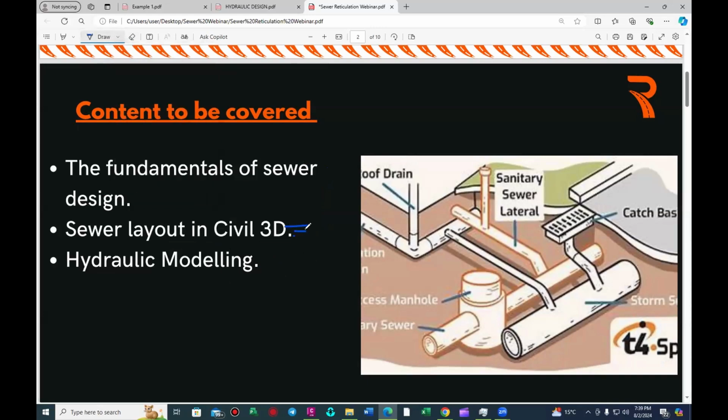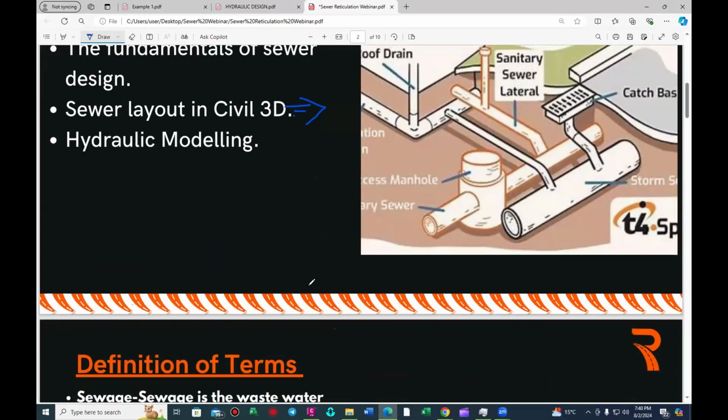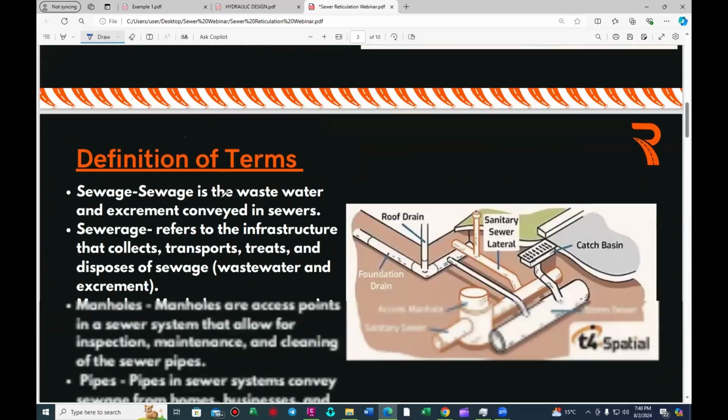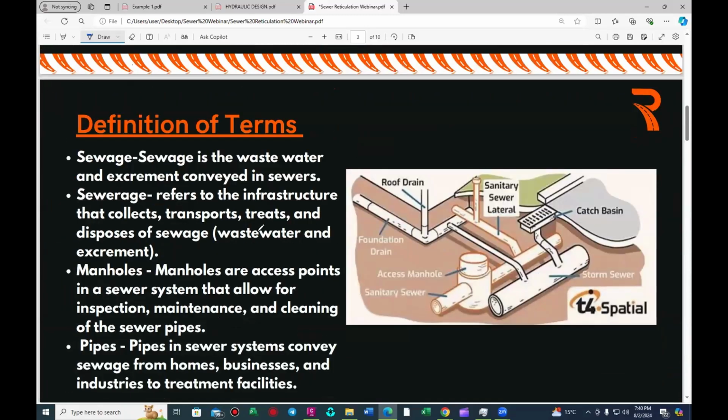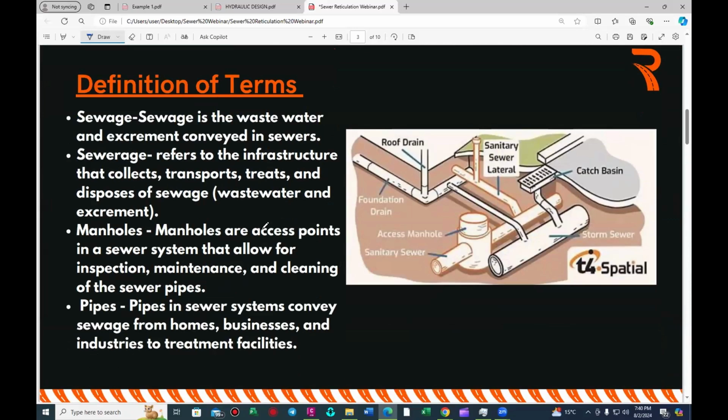So in this particular webinar, we're going to be looking at Civil 3D. That's what I'm going to be discussing. I do not have knowledge about IDAS or Civil Designer, and I do not intend to learn it anyway. I hope you understand that. Therefore, I want us to talk about the definition of the terms. So as you can see, to the right, this image that you have here.